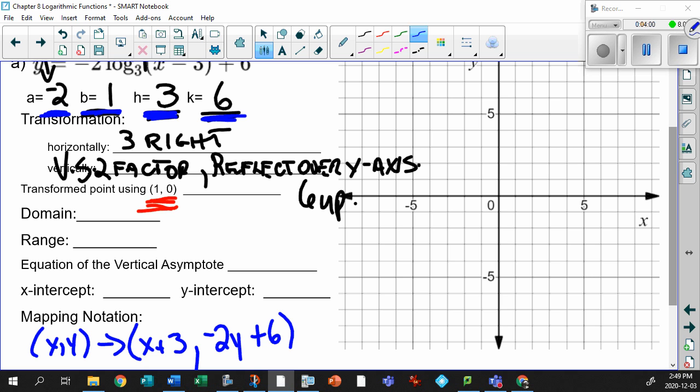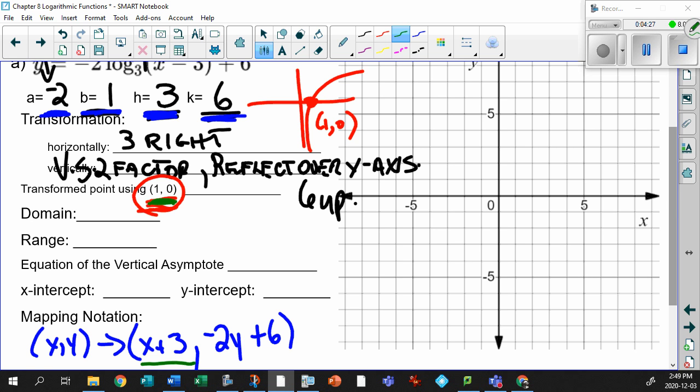Okay, there's my mapping. So now if we take this point of 1, 0, we can throw it into there and just find out where my new point's going to be. Where is that new point where traditionally the log graph goes in here like this and goes through that point of 1, 0? Where does that point end up? Well, I can figure that out. That's pretty easy. Just take the 1, 0 and plunk it into our mapping.